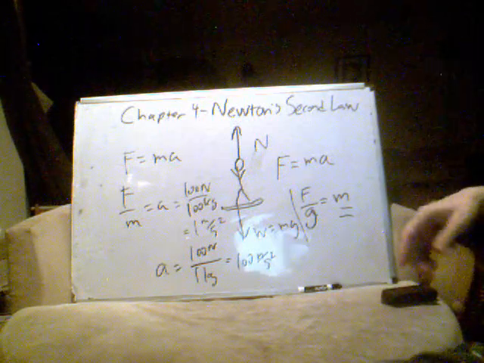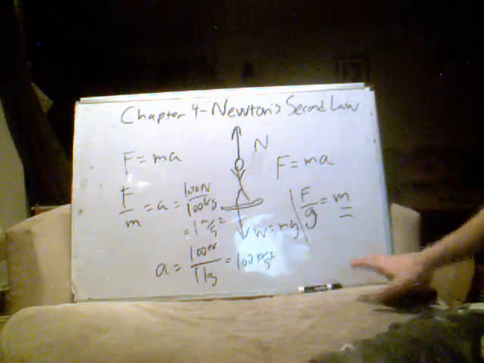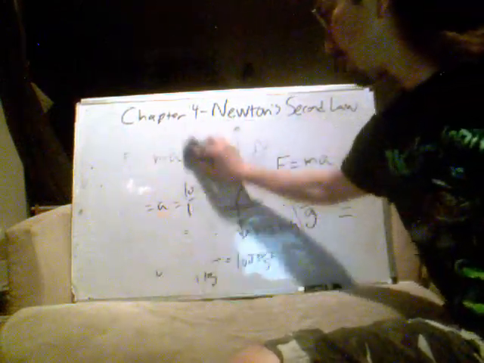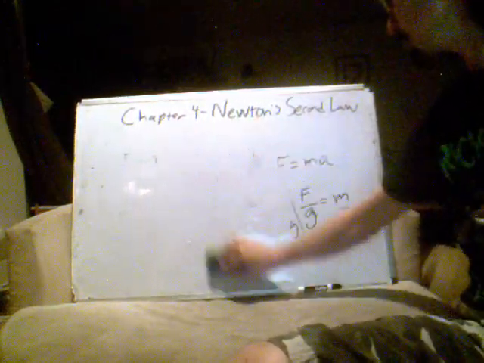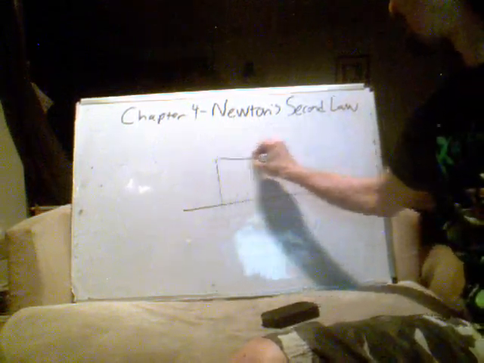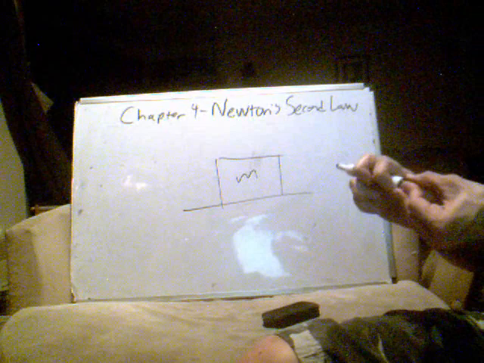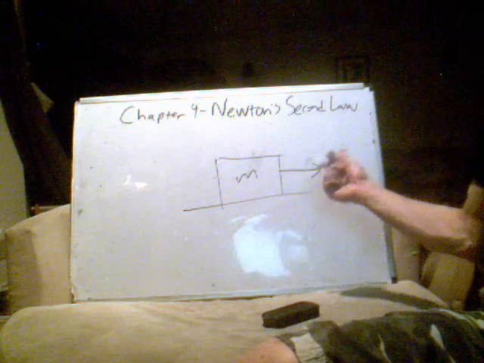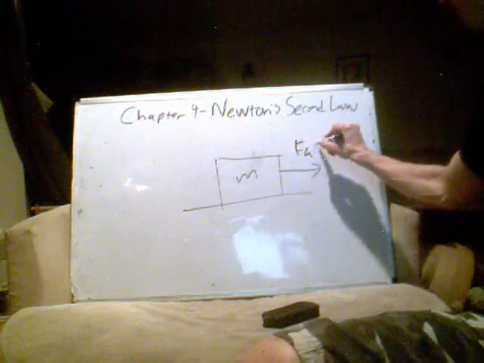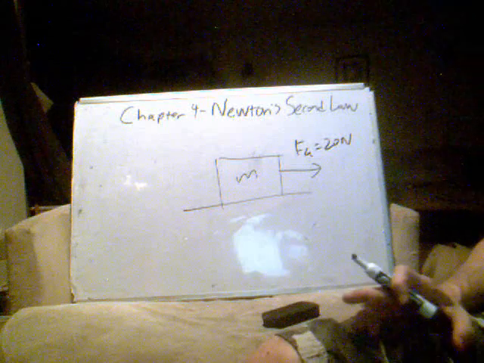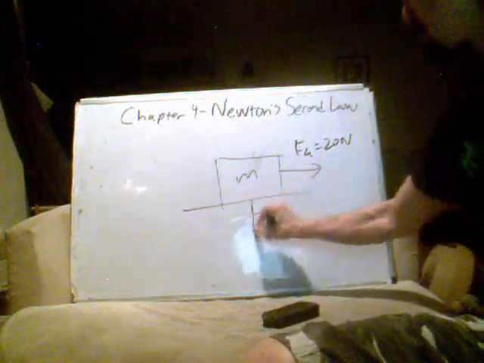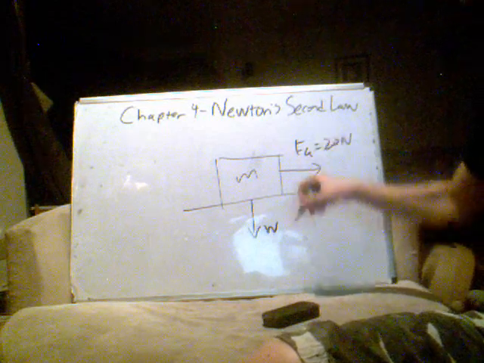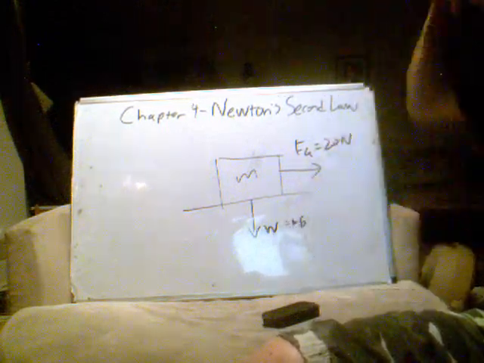Now, I want you to imagine a completely different scenario. Let's say there's some object, like a box of Christmas tree ornaments or something like that, okay? And you decide that you want to try to push it across the floor, right? So you're going to apply a force of, I don't know, say 20 newtons, okay? Now, what other forces are acting on this thing? Obviously gravity is acting on it, right? The weight, mass times gravity.